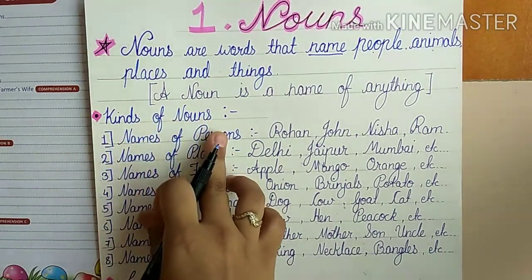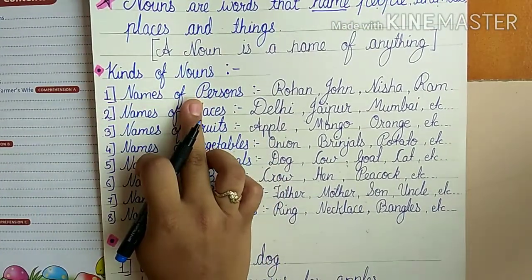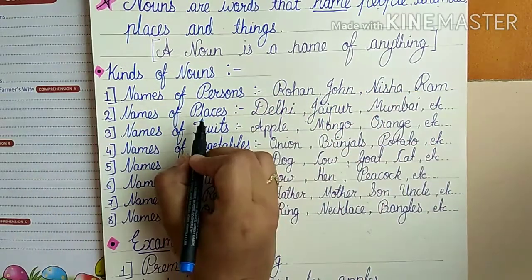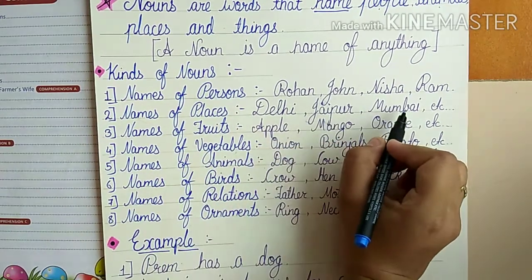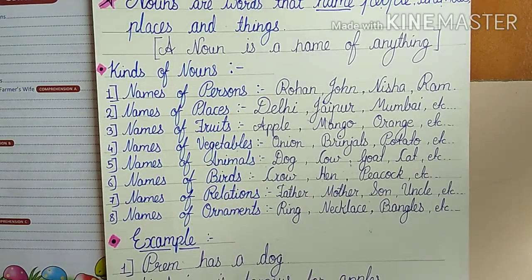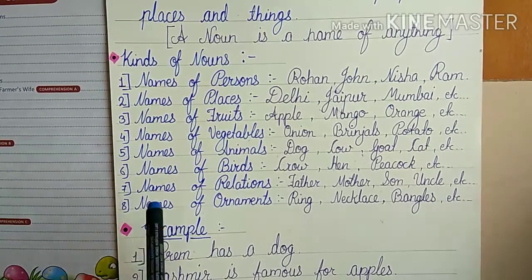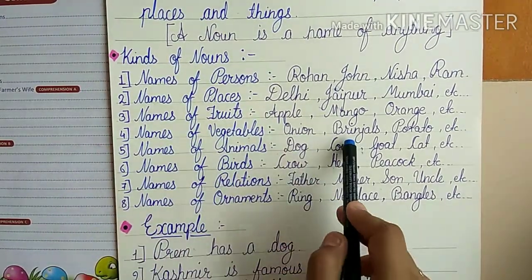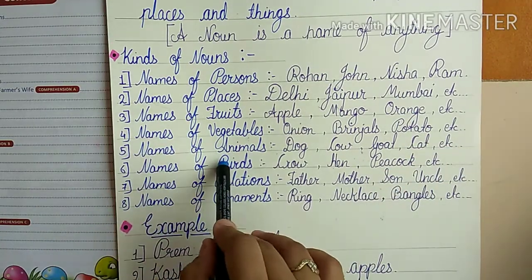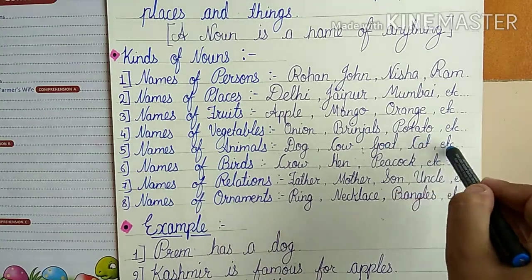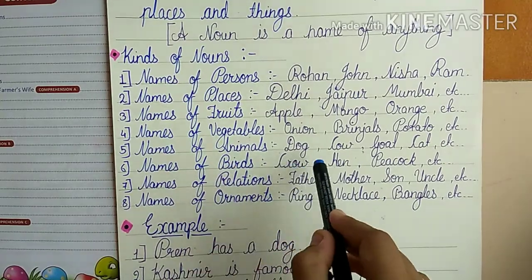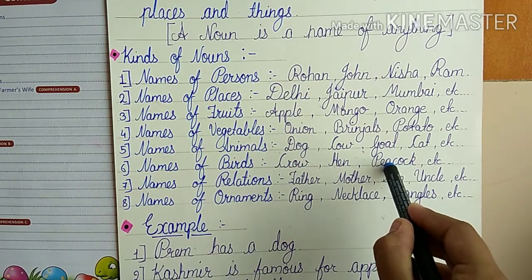See here, kinds of nouns. Name of person: Rohan, John, Misha, Ram. These all are nouns. Name of places: Delhi, Jaipur, Mumbai, etc. Name of fruits: apple, mango, orange, etc. Name of vegetables: onion, brinjal, potato, tomato, cabbage, cauliflower, whichever vegetable it is. Name of animals: dog, cow, goat, cat, horse, donkey, many more animals. Name of birds: crow, hen, peacock, pigeon, sparrow.